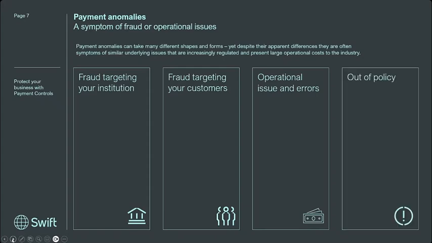Finally, we have the out of policy payments. These are transactions that aren't fraudulent and they're not operational errors, but they simply fall outside what the bank considers acceptable or expected behavior. So they may be part of normal business, but they are anomalies and they are outliers to what's the norm for you.